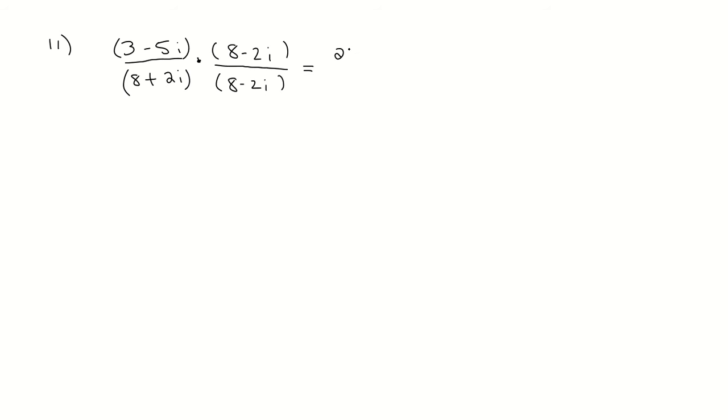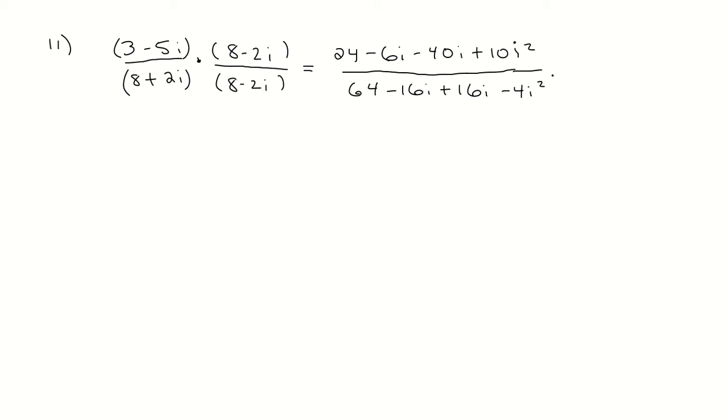So 3 times 8, 3 times the negative 2i, negative 5i times 8, plus 10i squared. All right, and then on the bottom, 8 times 8, 8 times the negative 2i, 2i times 8, and negative 4i squared.